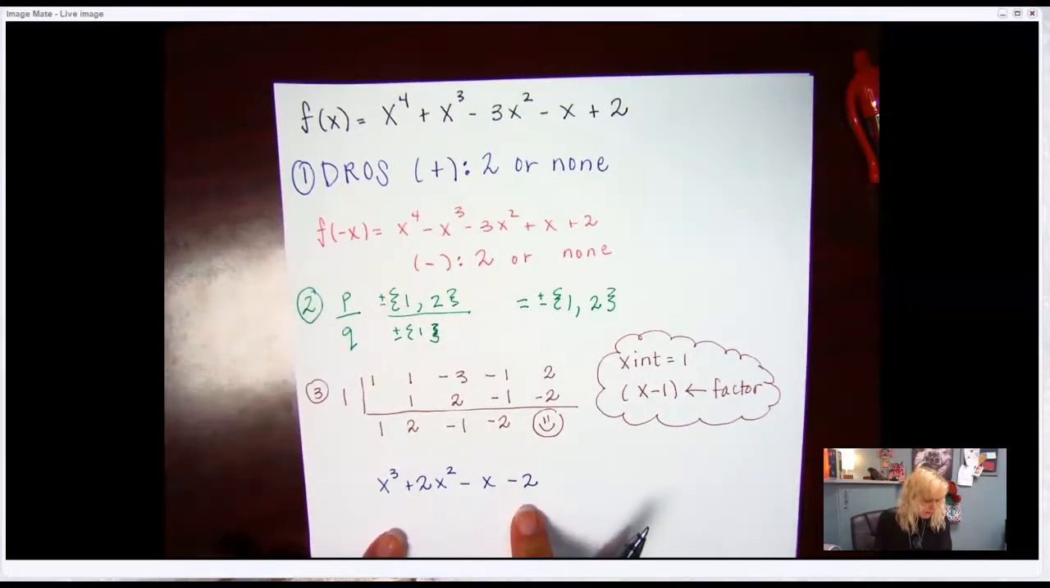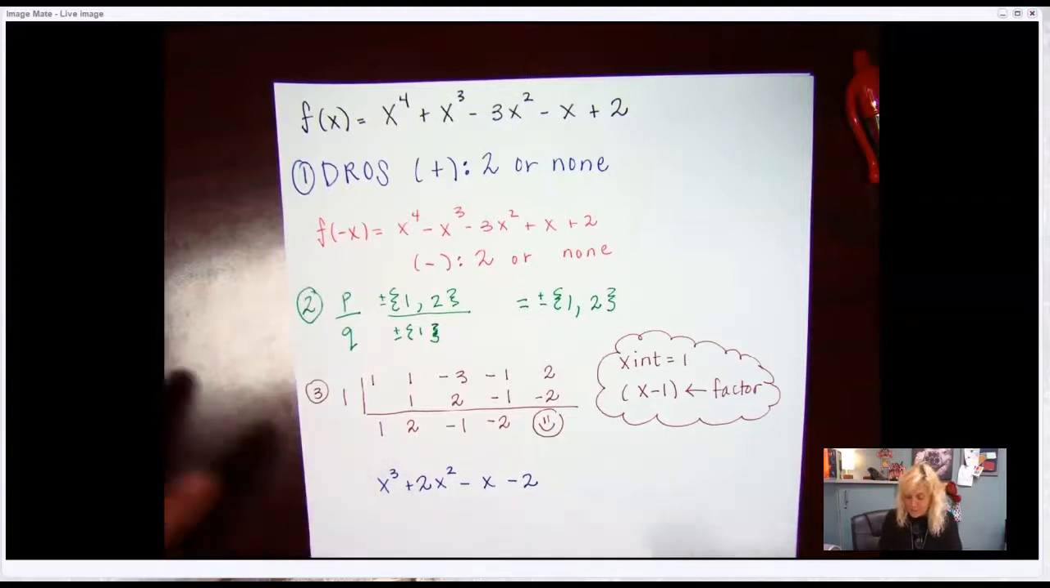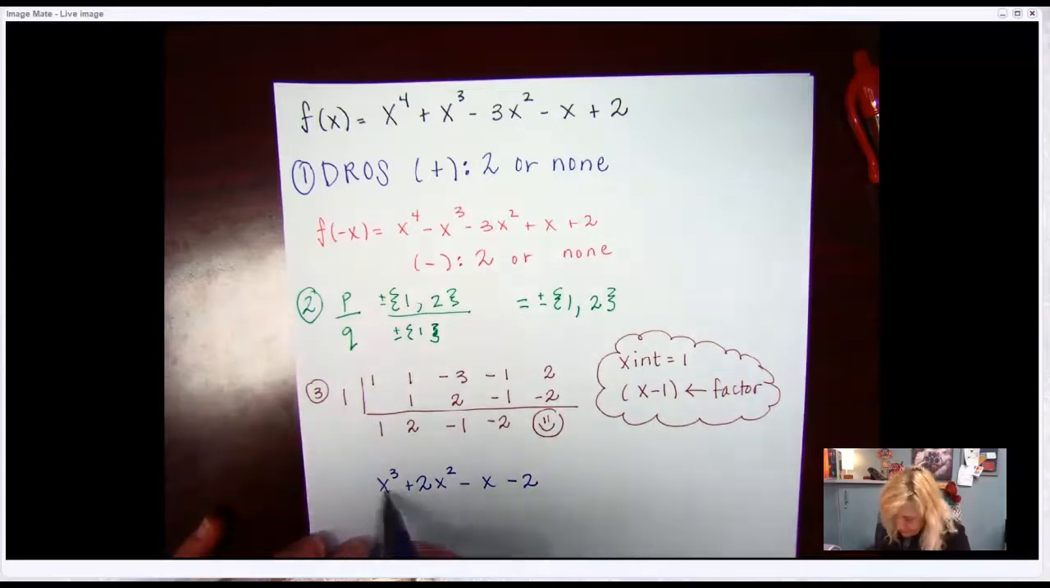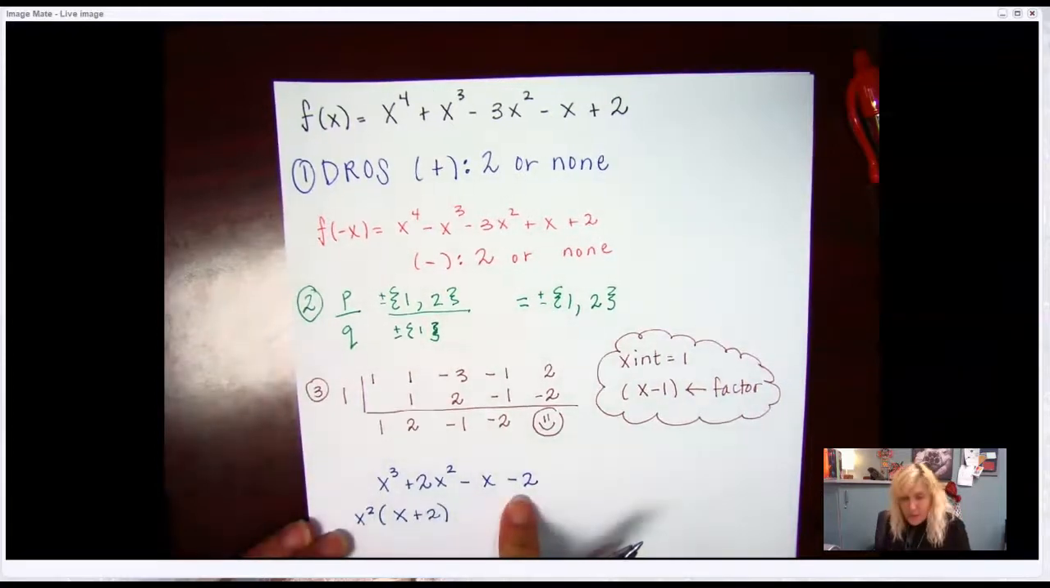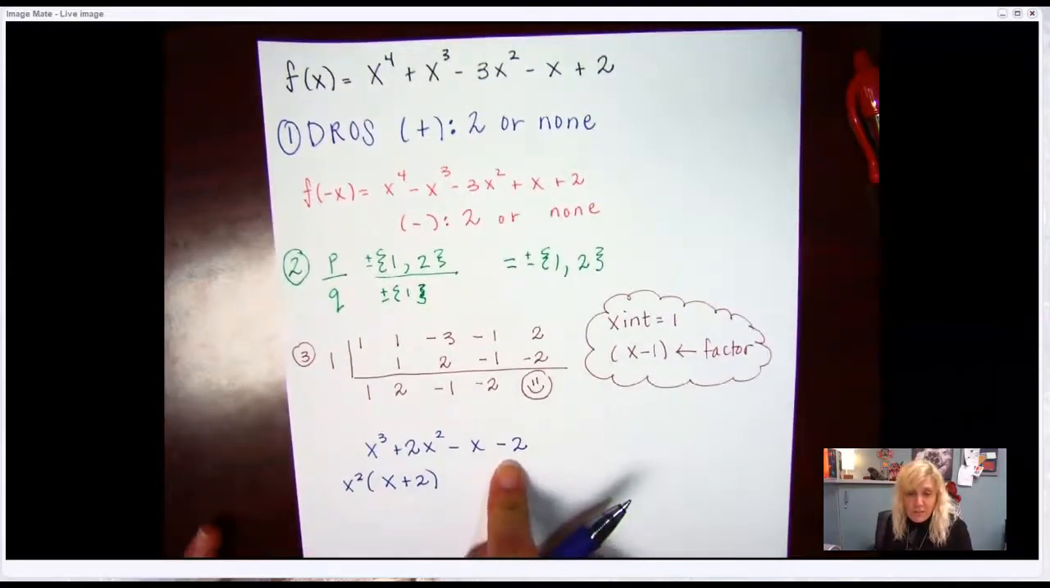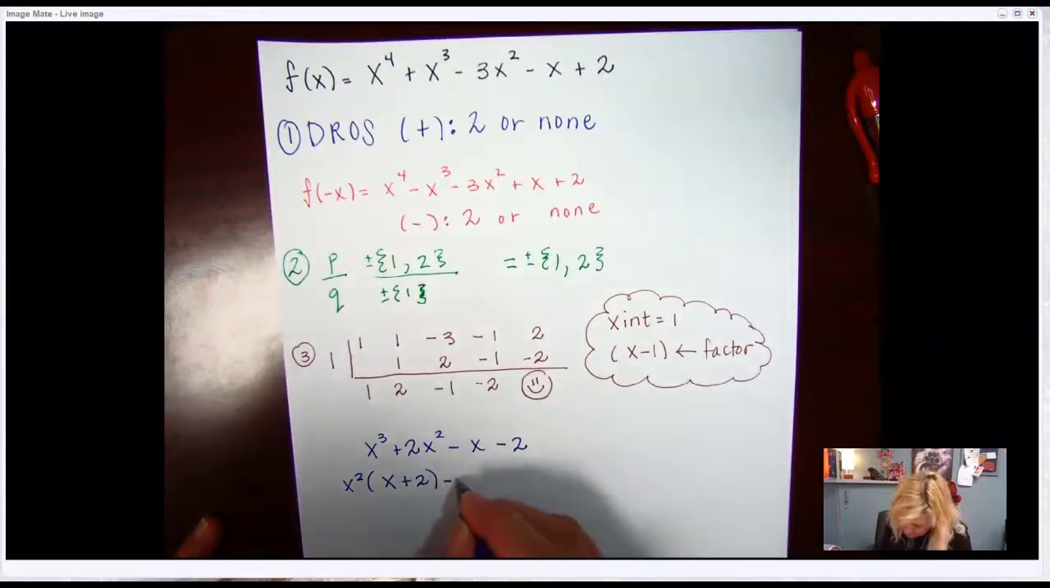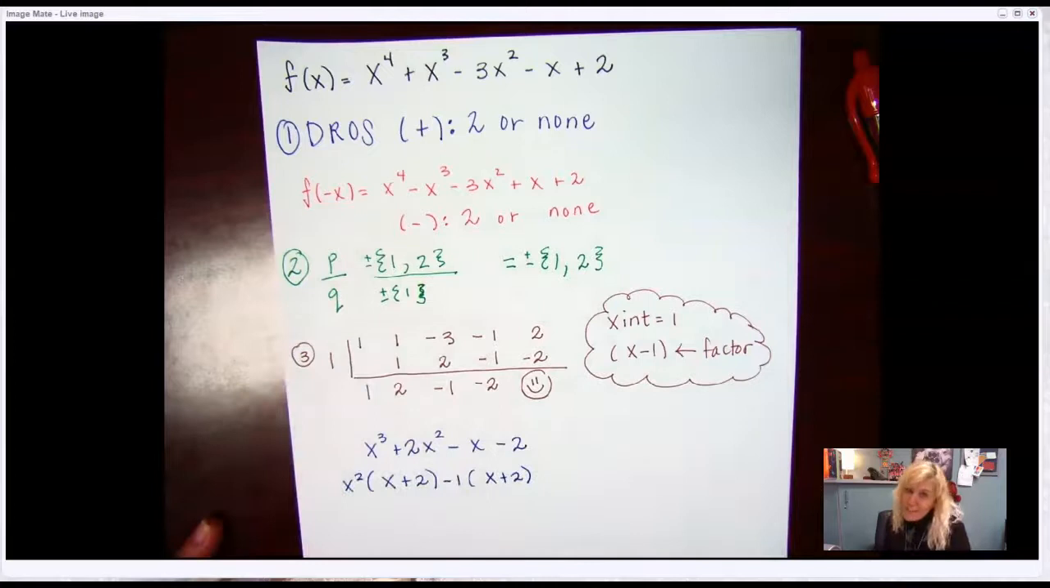So now that we have this depressed polynomial, let's analyze it. Are there an even amount of terms? Yes. Could we factor by grouping? I don't know. Let's find out. For these two, I can take out an x squared, and that's going to leave x plus 2. And here, when I factor out a -1, they're going to match. So I'm going to factor out a -1, and that turns into x plus 2, which is great. That means we factored it.